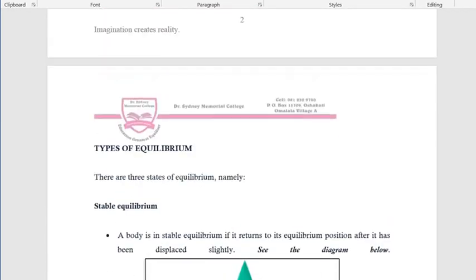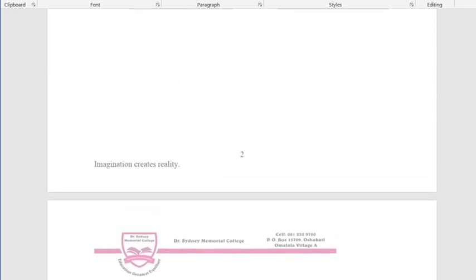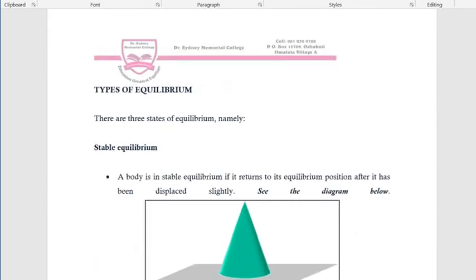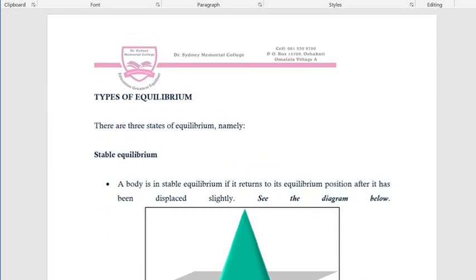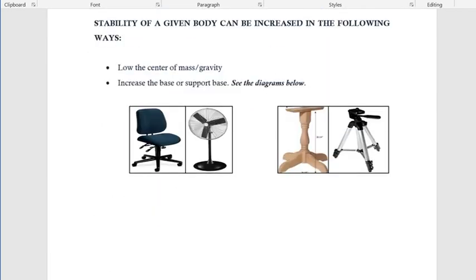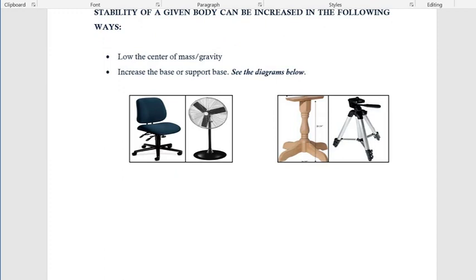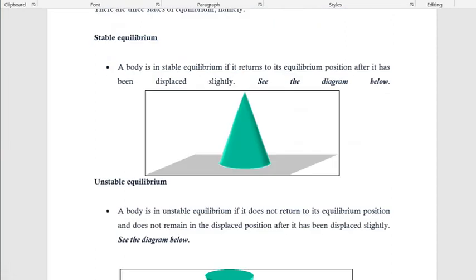Why am I doing this? Because in my mind, I am of the assumption that this is simple material, which we have covered. But if you still need a bit of time, you can pause the video, look at the chair, the fan, the tripod stand. I have no idea what that wooden thing is. You'll probably tell me what that is. Just look at them and see how their stability is increased.